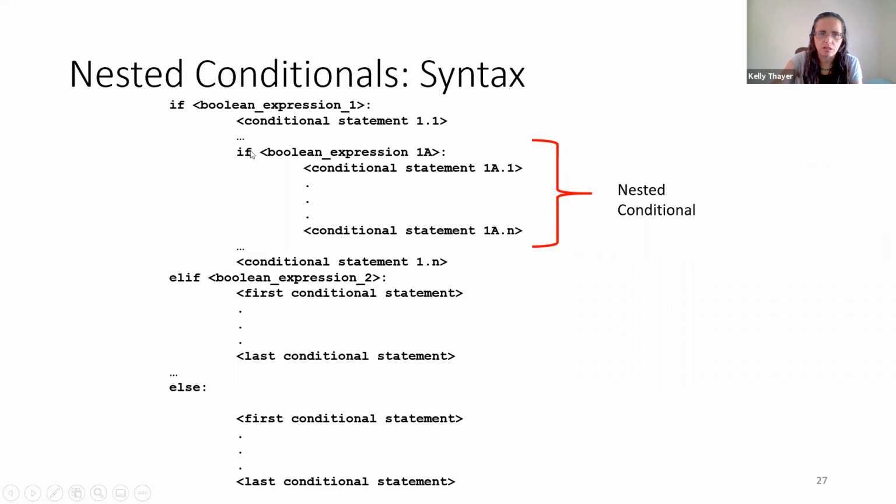This is nested because this if block is part of the body of this outer if block. Notice that the conditions are going to be set up using very similar syntax. It's just that because this is indented here, then these ones will be indented further. And this is what a nested conditional will look like.